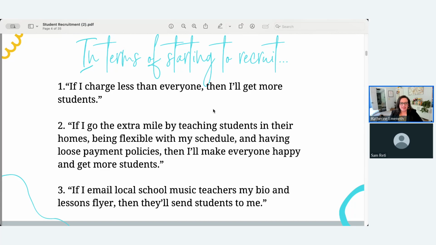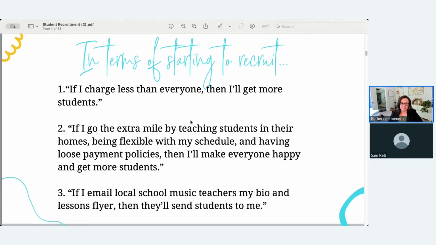So take a moment, think about that, and in the chat, write down 1, 2, or 3. Share with us which one is the one that resonates with you the absolute most. For me, when I was starting out, it was definitely number 2. It was that people pleasing, that I always wanted to make sure I was trying to make everyone happy, so then they would have no reason to not take lessons with me. So which one of these is the one that resonates the most?